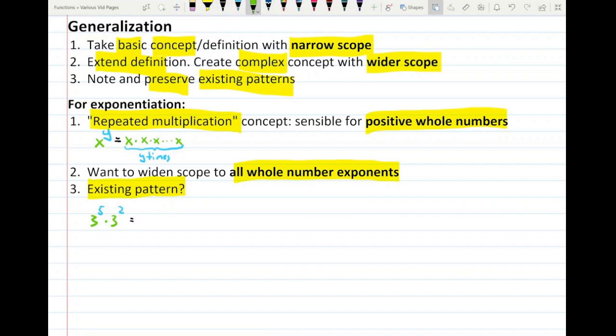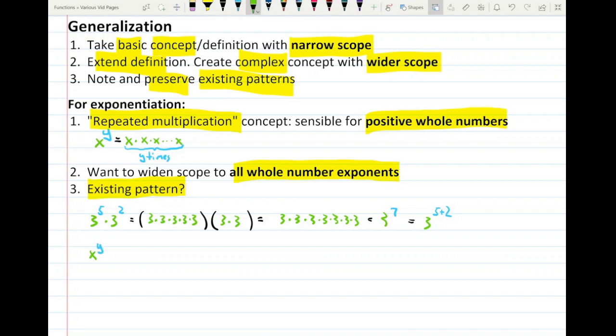Well, that's equal, just by expanding out the exponents, to 3 times itself 5 times, times 3 times itself twice, which is the same as just 3 times itself 7 times, right? Which is 3 to the power of 7, which is 3 to the power of 5 plus 2. So the exponents add.